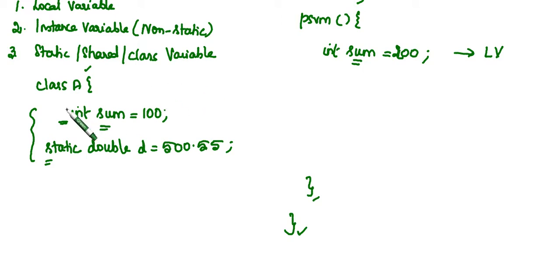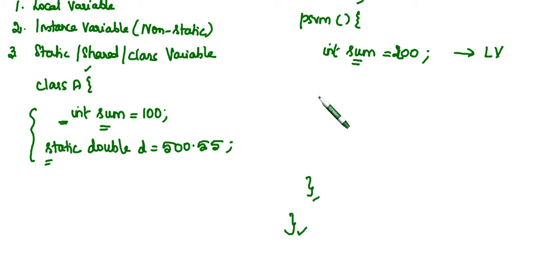I just want to differentiate what is a local variable, what is an instance variable, what is a static variable. Okay, so this is within the method, which means a local variable. Within the class you have two variables, one is called an instance variable and another one is a static variable. For a static variable you will use the keyword static, and for an instance variable you will not use it.